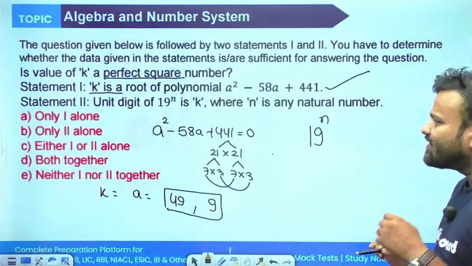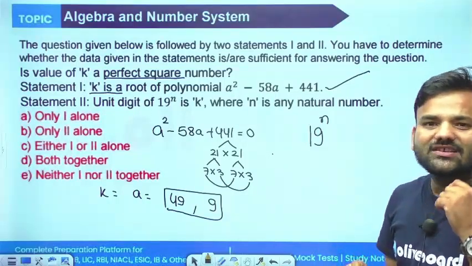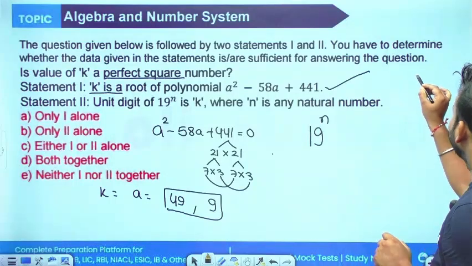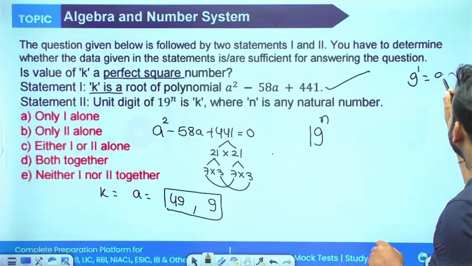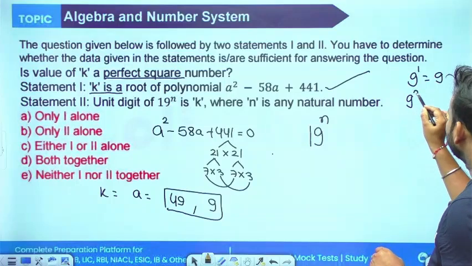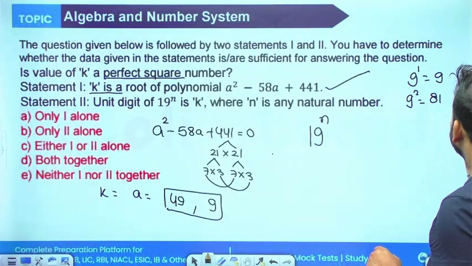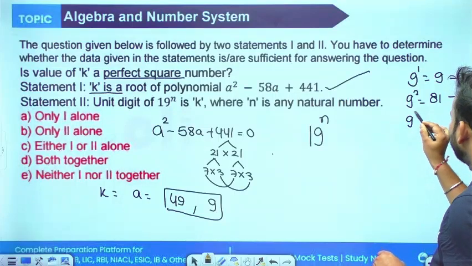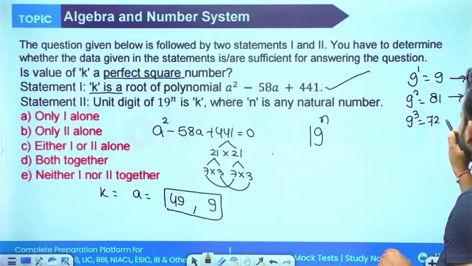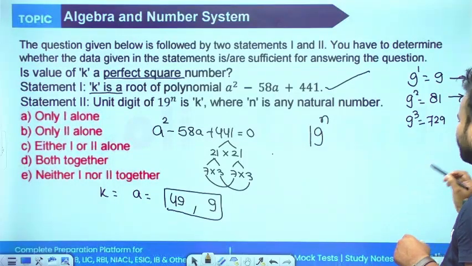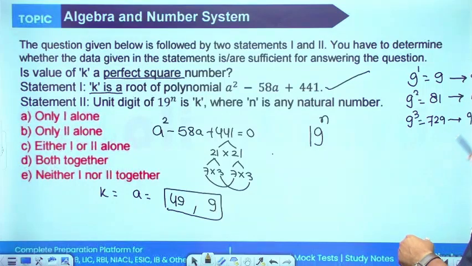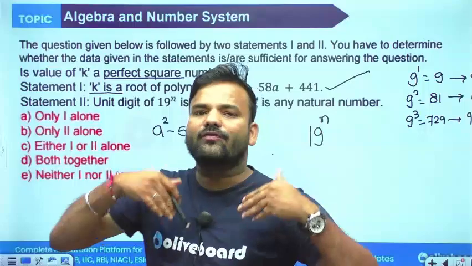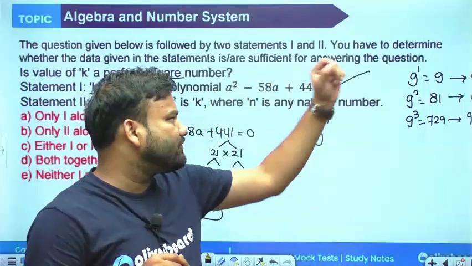Yesterday we have seen that 9 follows the cyclicity rule of 2. It means 9 to the power 1 has a unit place of 9. 9 square is 81, so the unit place will be 1. 9 cube again is 729, so the unit place is repeating. It means the unit place of powers of 9 will be 9, 1, 9, 1. So any power of 9 will have a unit place of either 9 or 1.